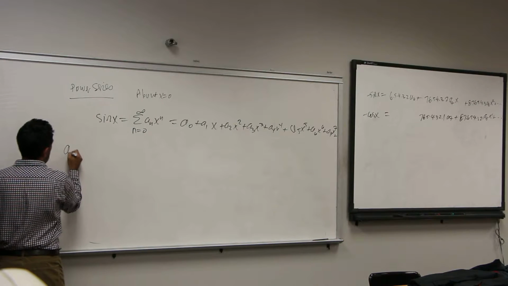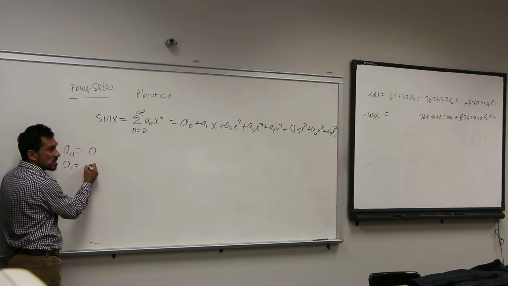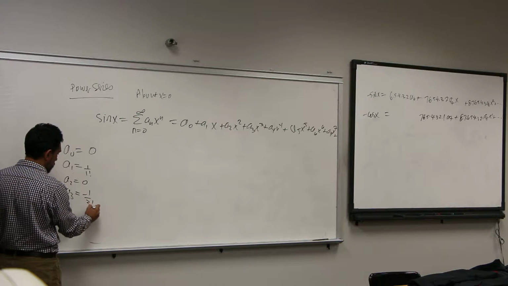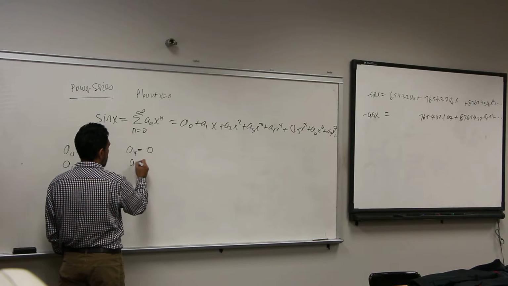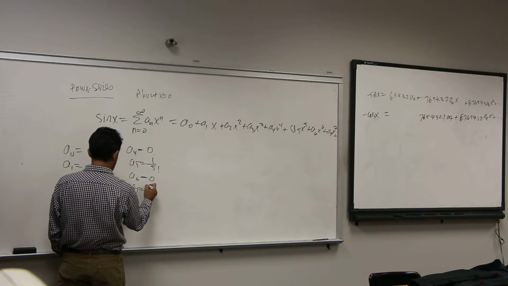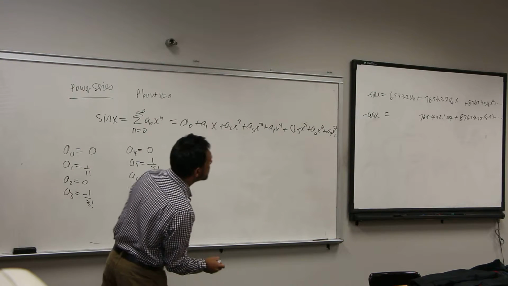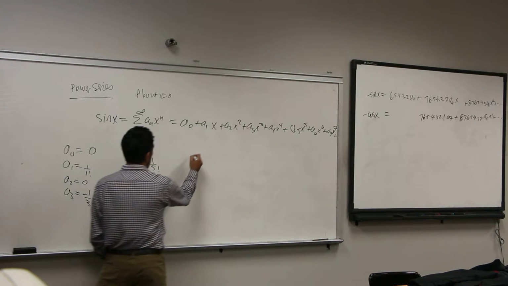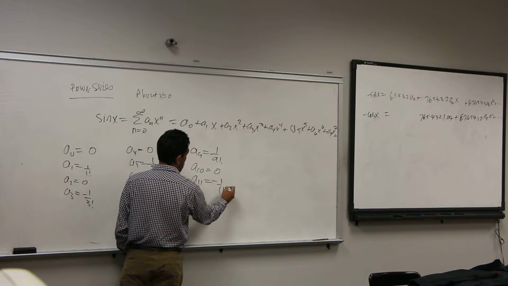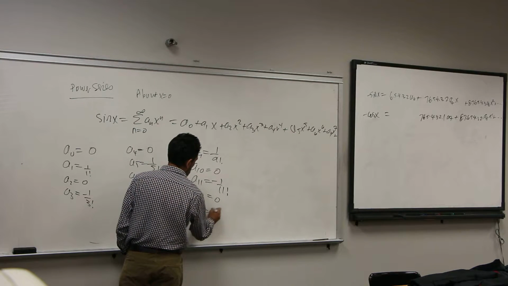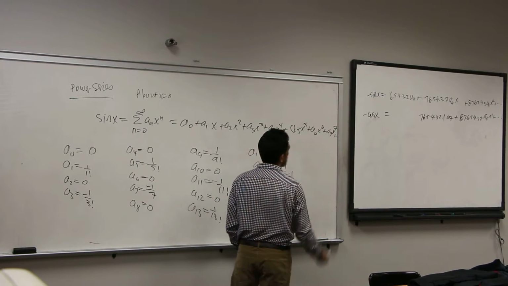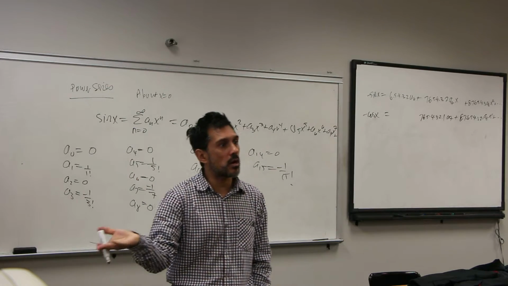They are like this. a0 is 0. a1 is 1 over 1 factorial. a2 is 0. a3 is negative 1 over 3 factorial. a4 is 0. a5 is 1 over 5 factorial. a6 is 0. a7 is negative 1 over 7 factorial. a8 is 0. a9 is 1 over 9 factorial. a10 is 0. a11 is negative 1 over 11 factorial. a12 is 0. a13 is 1 over 13 factorial. a14 is 0. a15 is negative 1 over 15 factorial, etc., etc.